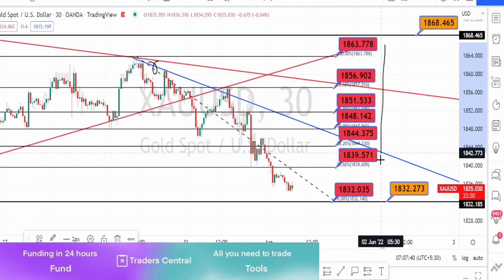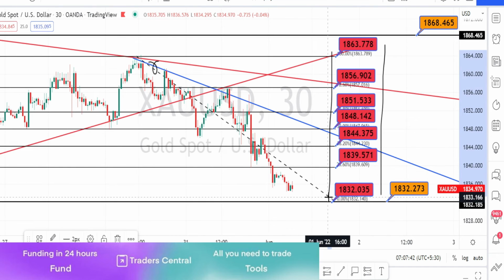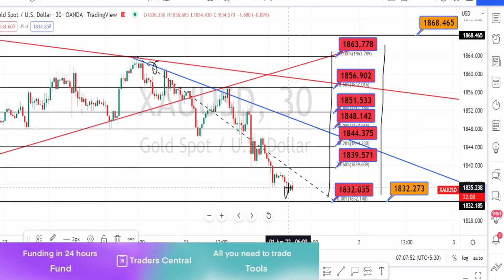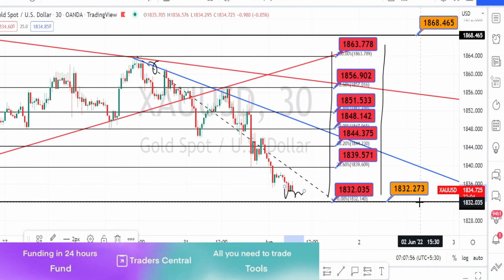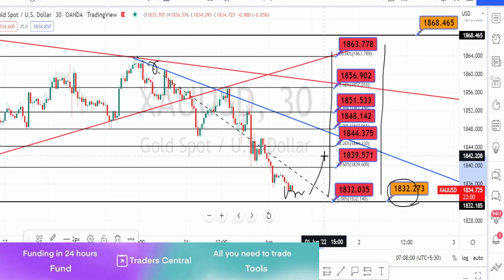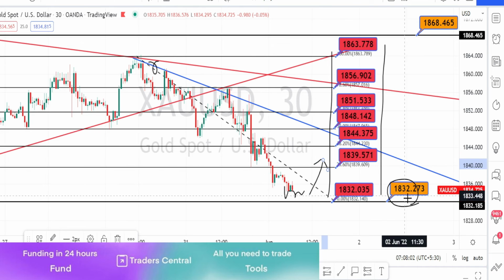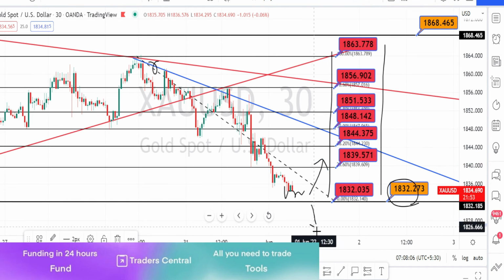So these are all the resistance and support levels for 30 minutes time frame. Currently we are noticing the price action to lose its bearish trend and consolidating. Wait for the price action to bounce back from this support level in order to take a directional trade on the bullish side. If the price action breaks this support line, you can take trades on the bearish side.